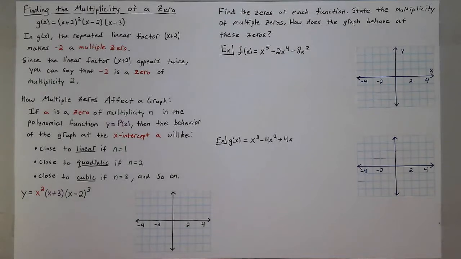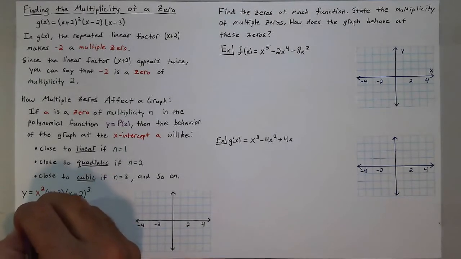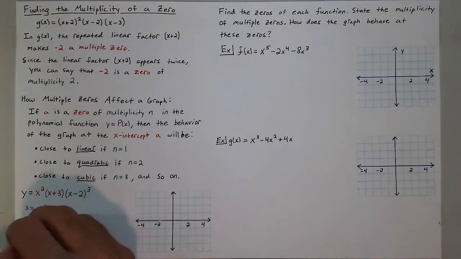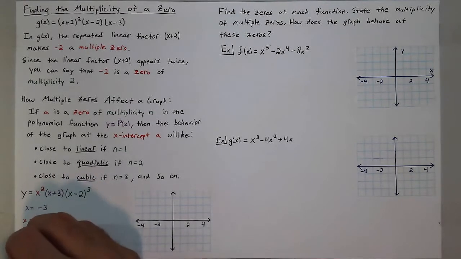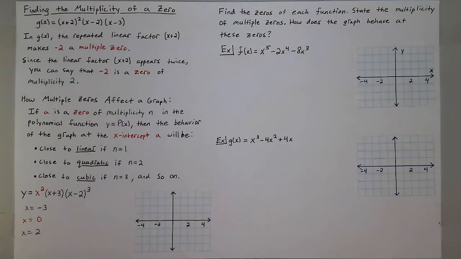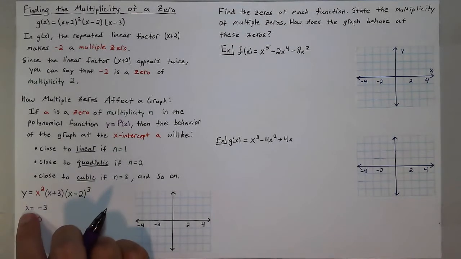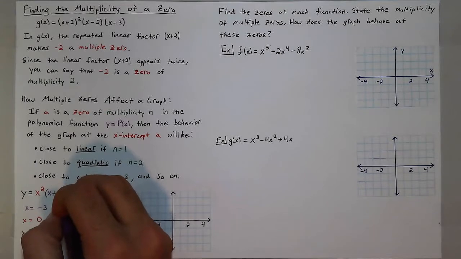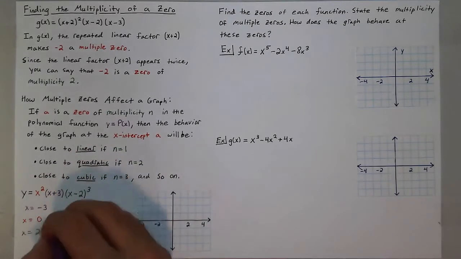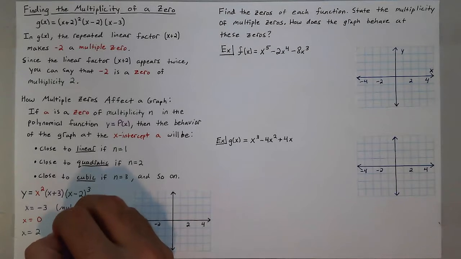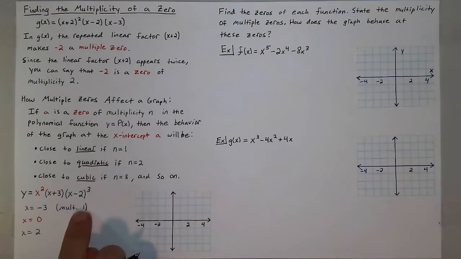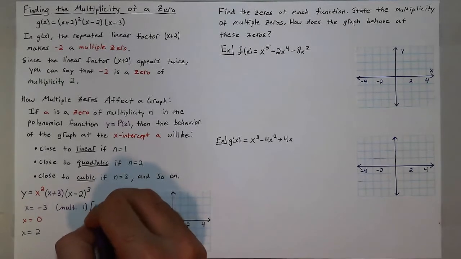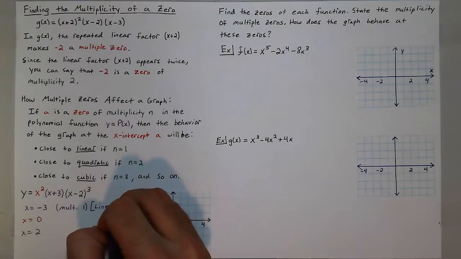Reading this, I have a couple zeros. I have one at x equals negative 3, one at x equals 0 when I set x equal to 0, and one at x equals 2. The one where x is equal to negative 3 has a multiplicity of 1, so it should act linear whenever it crosses the x-axis. Typically, you don't have to put multiplicity of 1, but I'm putting it here right now so you can see how it changes the graph.